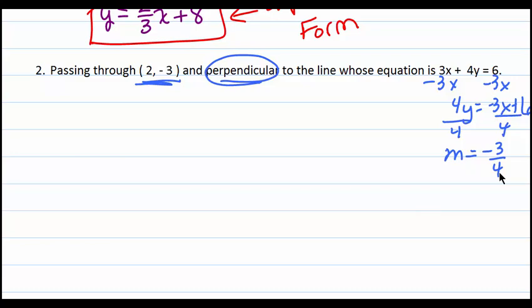All right, I have this point. Now I have the slope, but now I want the perpendicular slope. My perpendicular slope, remember, is opposite and reciprocal. So my perpendicular slope is going to equal positive 4/3. Opposite sign, reciprocal fraction. All right, so now I'm going to plug it into point slope form.